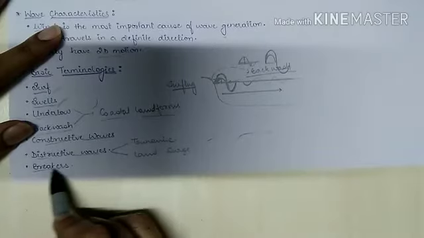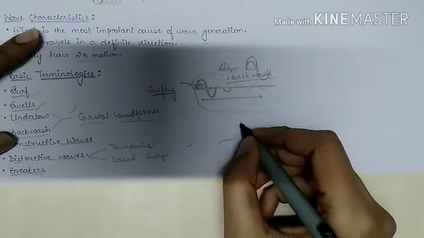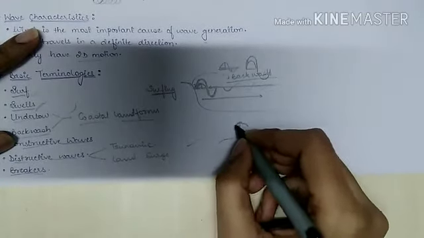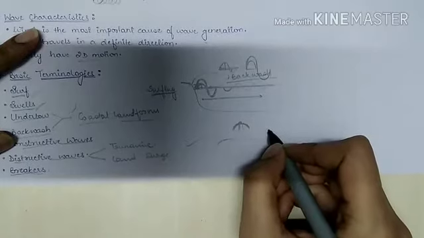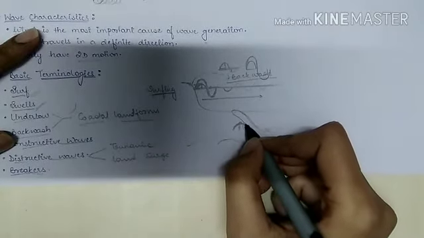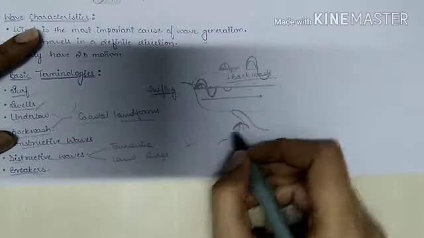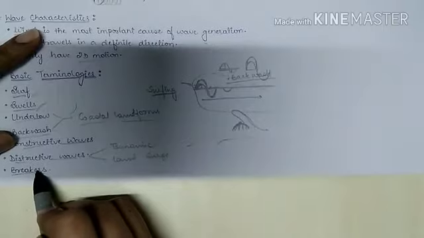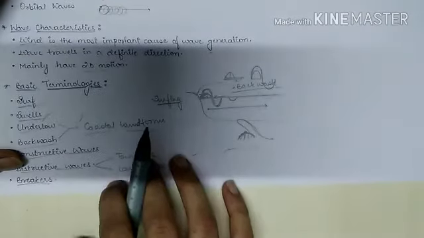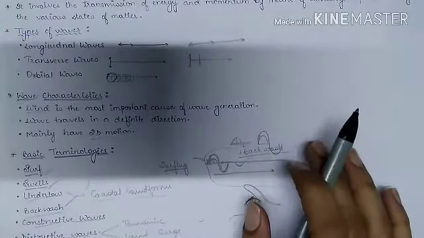Now we have breakers. When the waves are moving, they hit some surfaces, like rocks. When they hit the surfaces, their height increases. So these are known as breakers. This was all about waves. Now we will look into oceanic tides.